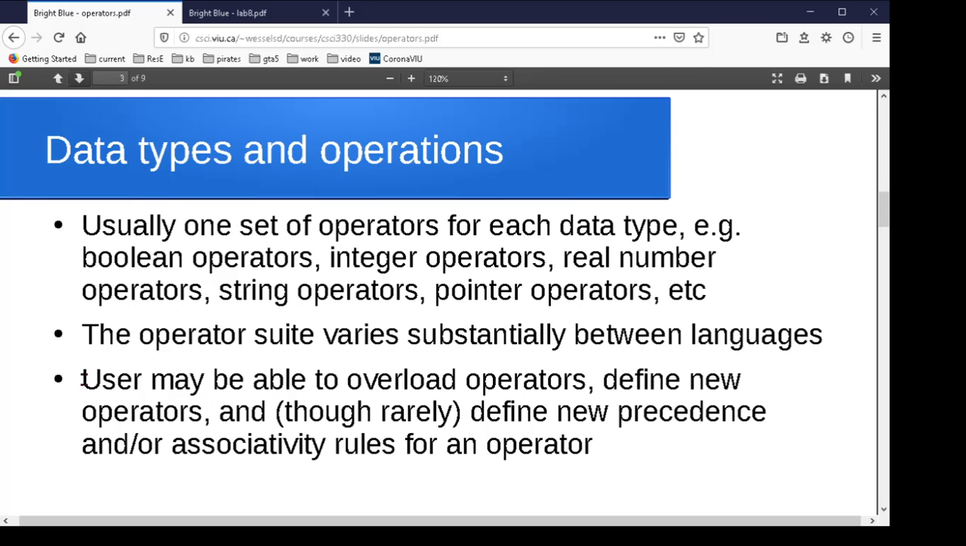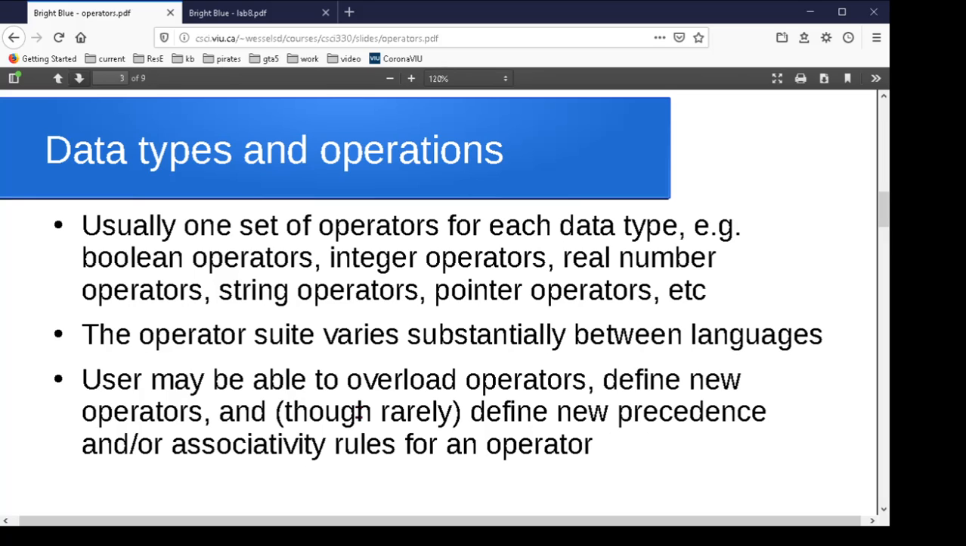Some of the more interesting parts of dealing with data types and operations is whether you let the user change your operator set somehow. So is the user able to overload it? So can I give new meanings to the plus symbol? Can I create brand new operators? Can I use question mark times equals to mean something new? So can I create my own operators? And if I'm doing things like this, do I also give the user the ability to define the associativity rules and the operator precedence rules for these new things that we're creating or these things that we're overloading?